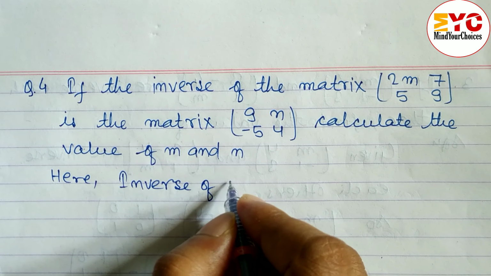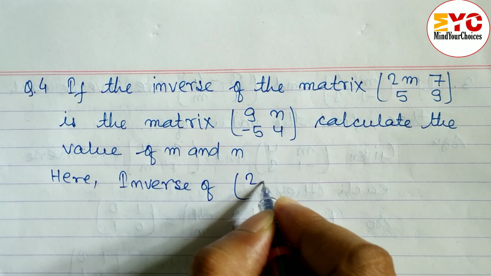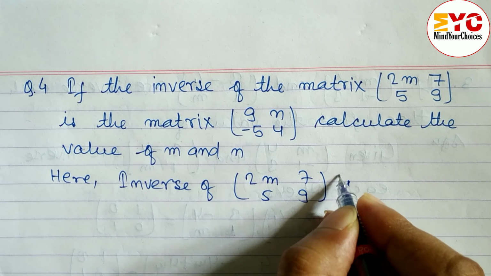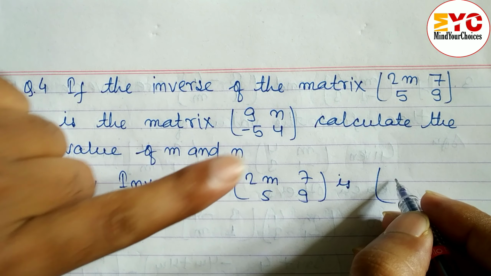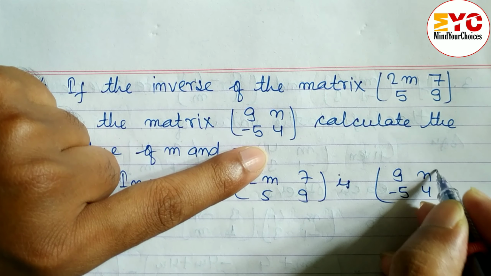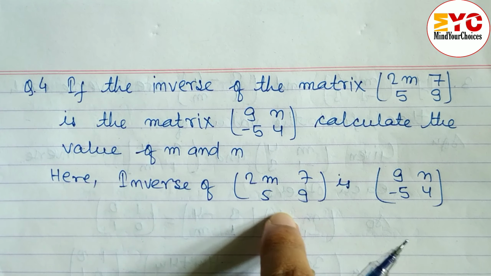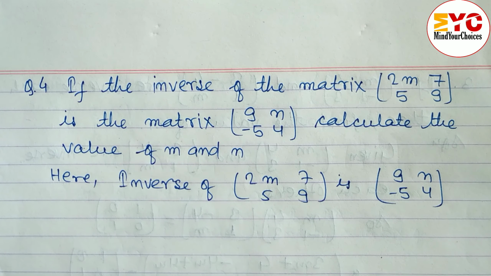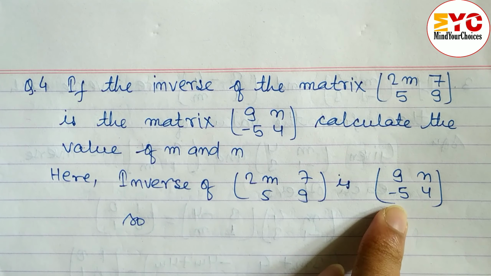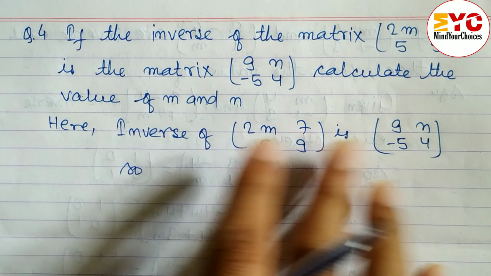The inverse of the matrix [2, m; 7, 5, 9] is this matrix [9, -n; -5, 4]. Okay, so when you multiply these two, we get the identity matrix, because they are inverses of each other.